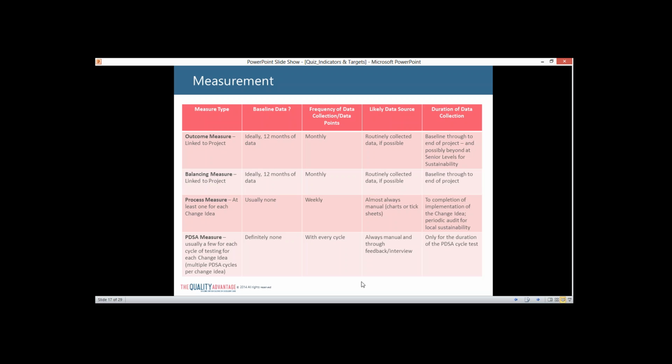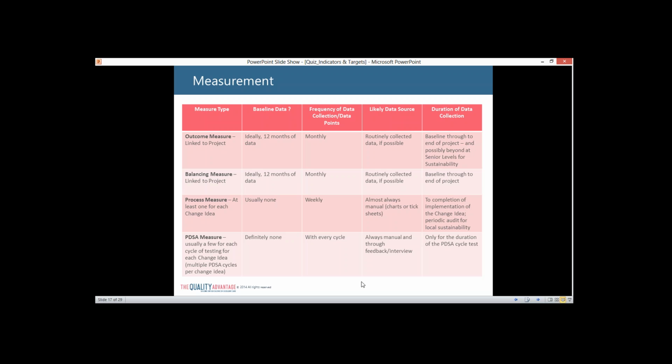Process measures, again, at least one for each change idea. Generally, as we just discussed, we don't have baseline data. These data need to be collected at a minimum weekly, and sometimes when we start a project out, we might actually have one data point for each client or for each day, depending on what the metric is. So it really depends, but at maximum, we don't want it any longer than weekly.